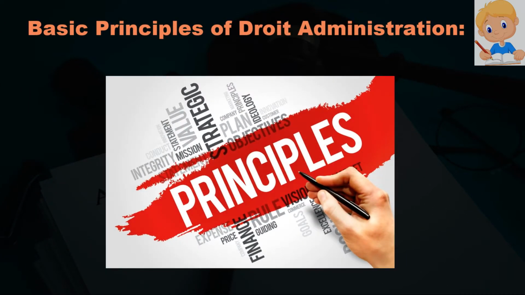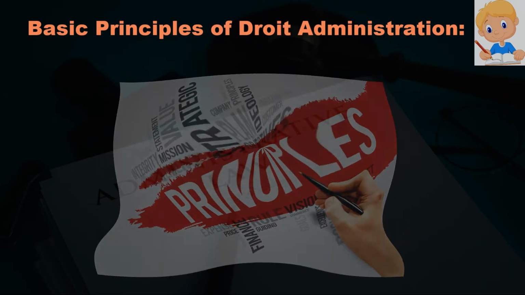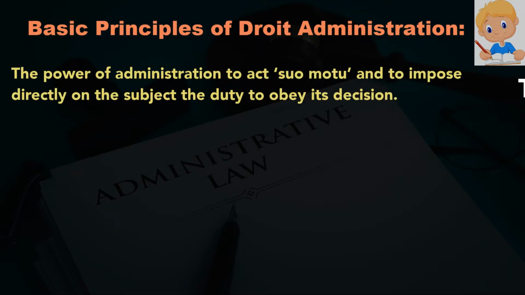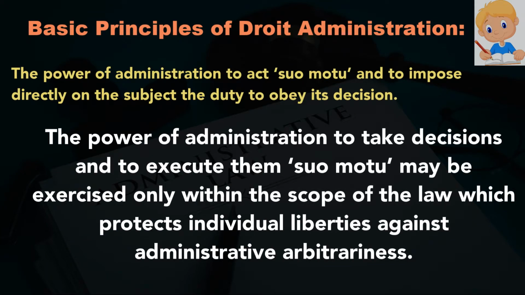Now the next subtopic that we have, that is the principles of Droit administration. Following are the major principles of Droit administration. The first one is the power of administration to act suo motu and to impose directly on the subject the duty to obey its decision. Okay? Secondly, the power of administration to take decisions and to execute them suo motu. See, I am repeatedly using the word suo motu. May be exercised only within the scope of the law, which protects individual liberties against administrative arbitrariness.